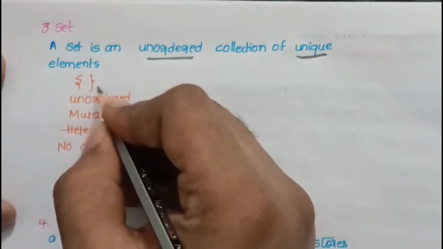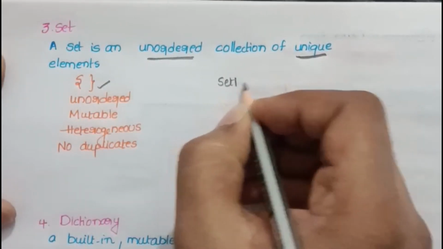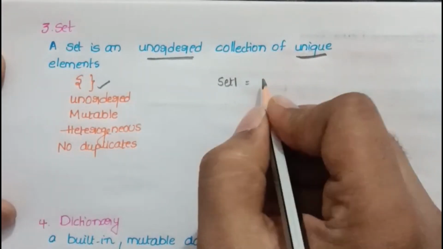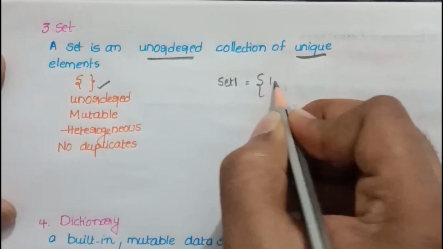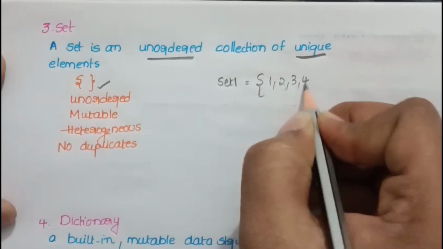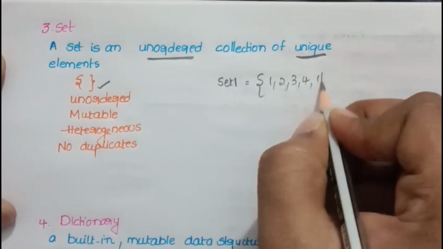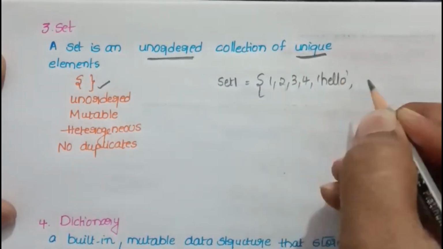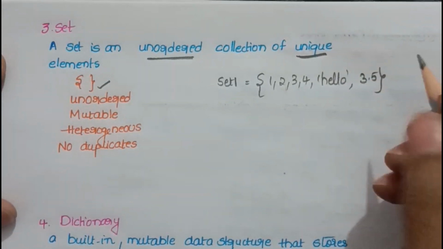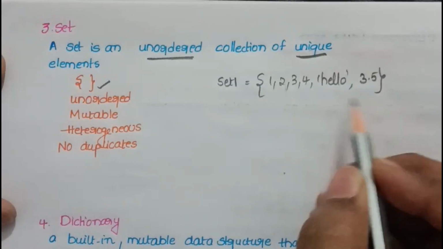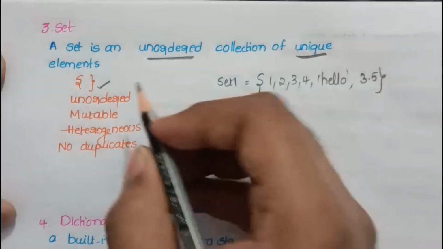Set is defined using curly braces. If you want to declare a set, let's say set1 is a variable, and you have to use curly braces: 1, 2, 3, 4. You can also store different data types, like string, float. Set is heterogeneous in nature. In this way, you declare a set using curly braces and each element is separated by a comma.